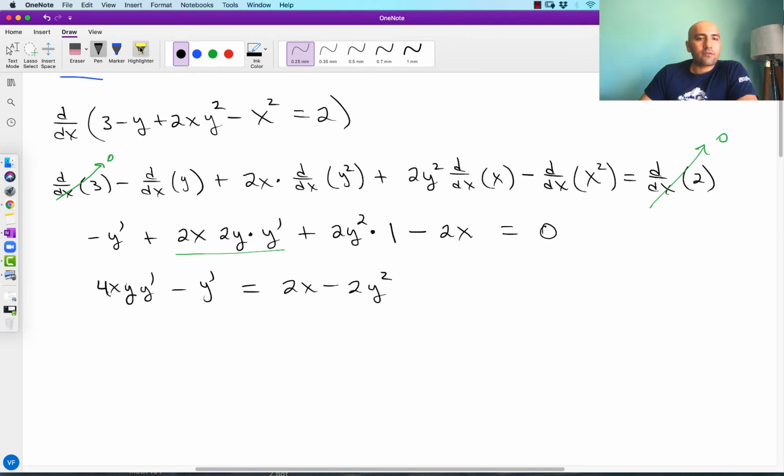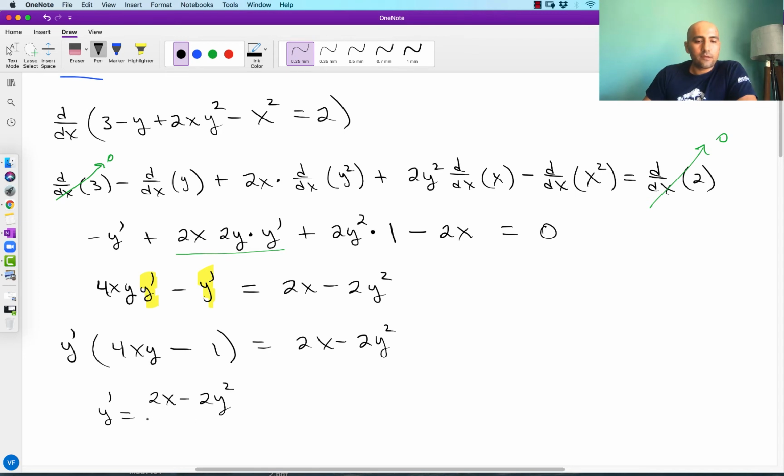Good. Next, I'm going to factor out the common y prime and then divide. So we'll get y prime times 4xy minus 1 equals 2x minus 2y squared. Good. And now we divide. So y prime ends up being equal to 2x minus 2y squared divided by 4xy minus 1. So there we go. Here is our answer for the derivative.